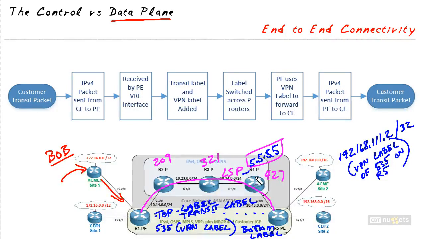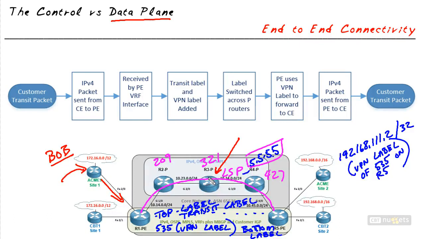I'm the final destination. Now, as this idea sinks in that we're actually going to do two labels, the top label just to go across our service provider network, and the bottom label so that R5 can go ahead and forward it directly on to the customer, while that idea sinks in, let me tell you a couple reasons why this is so dang cool. Let's start off with R3 as an example. It's an example of a core provider router.